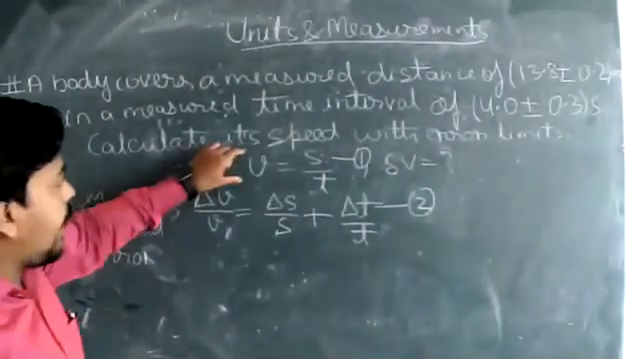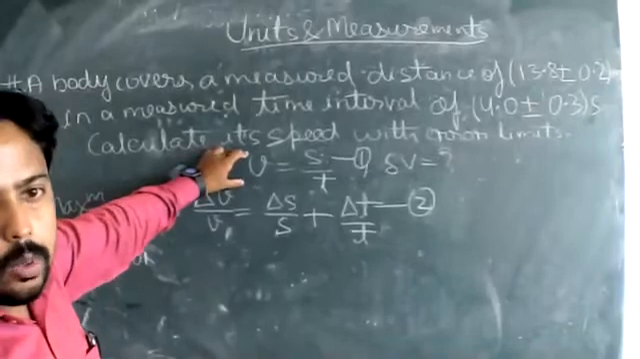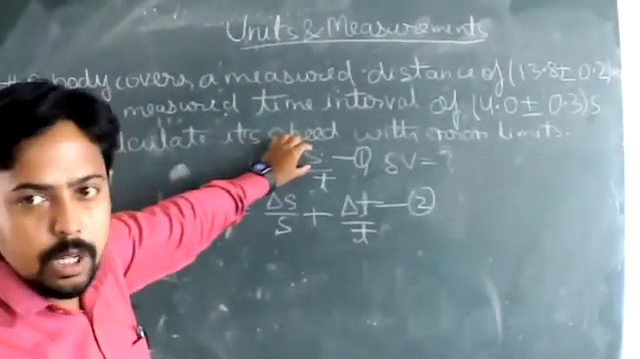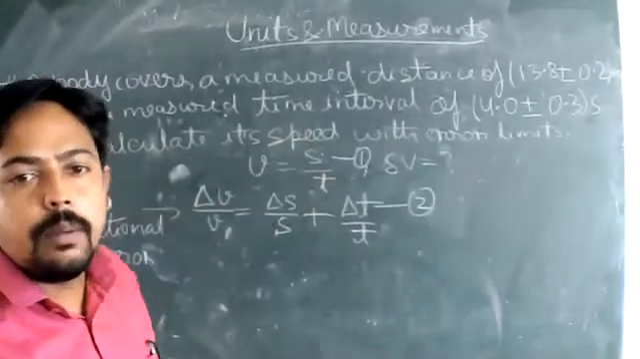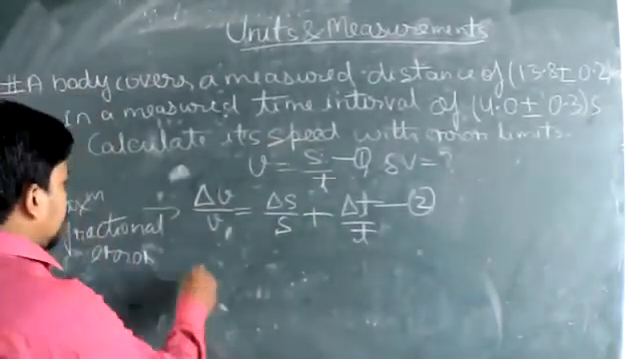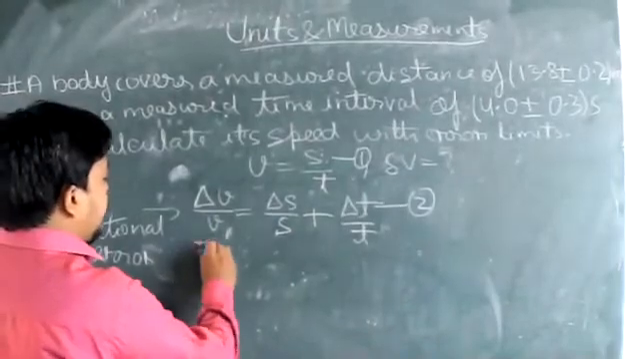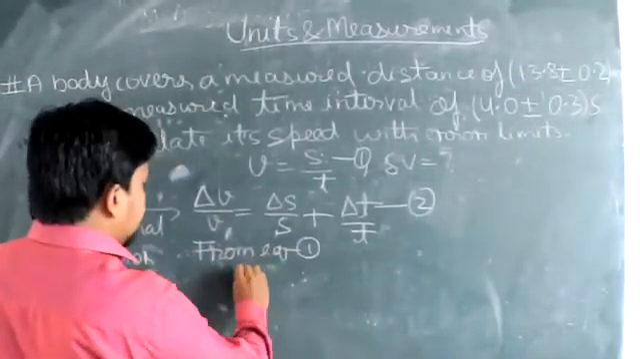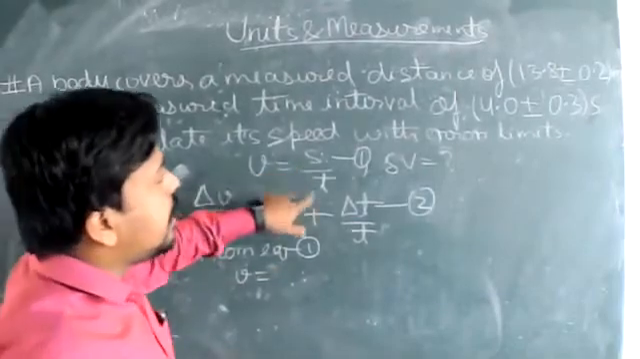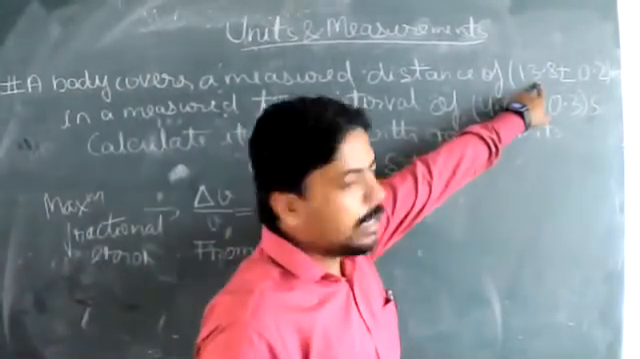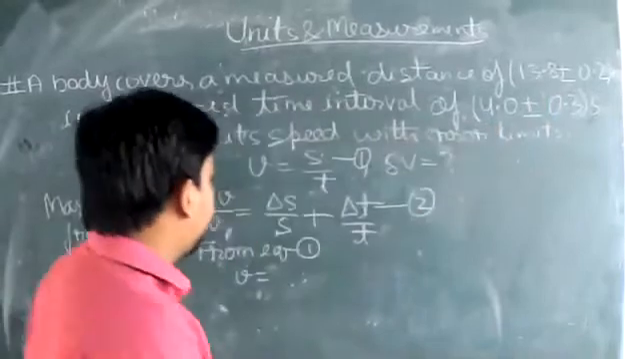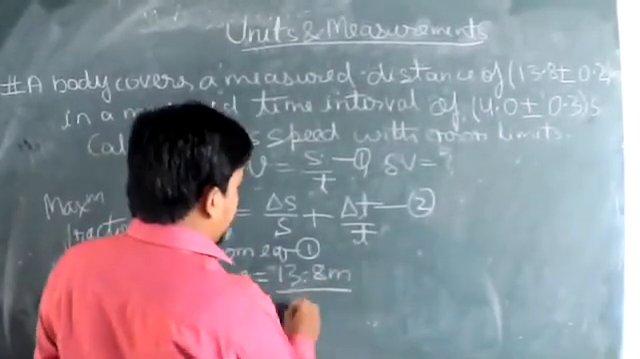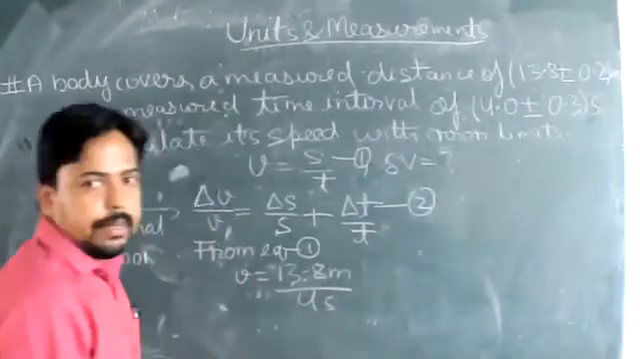So if we want to calculate the actual value of V, then we need to take the actual value of the distance term also, and the actual value of the time also. Therefore from equation 1 we can write V equals distance upon time, that means the actual value 13.8 meters upon 4 seconds. This is what we can write.